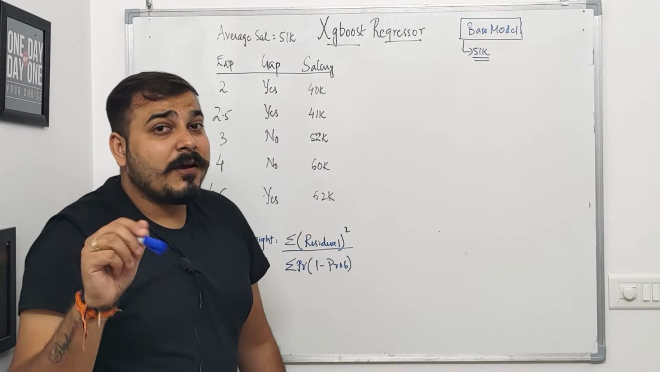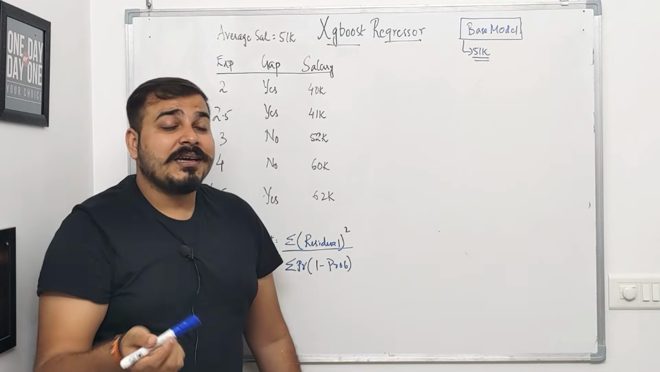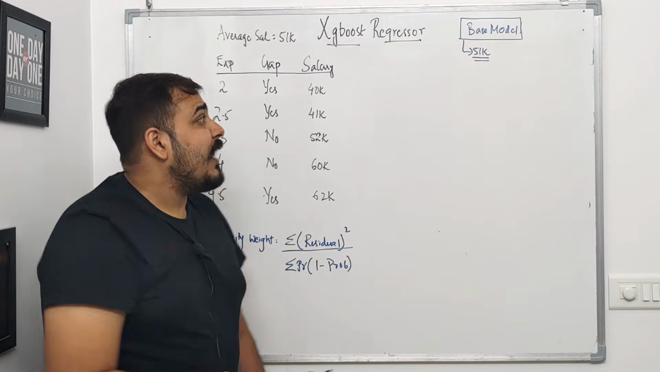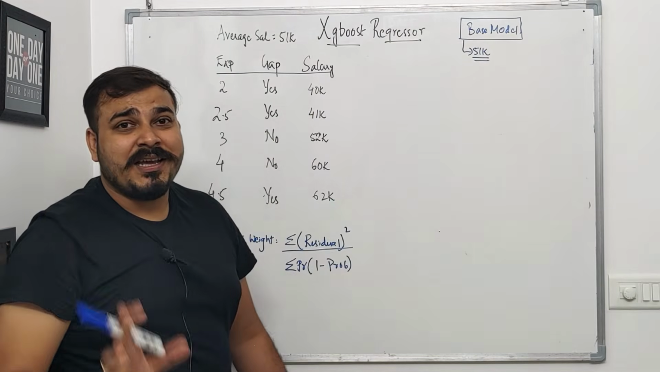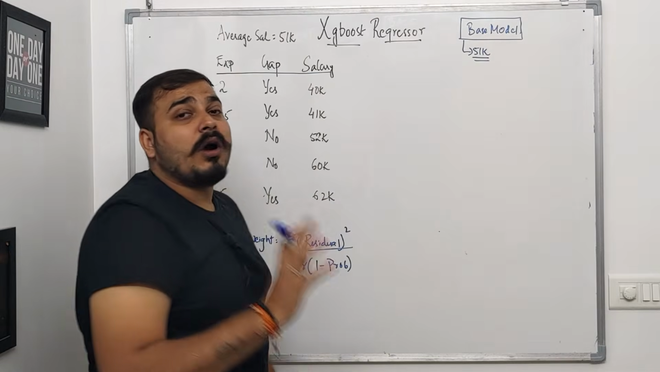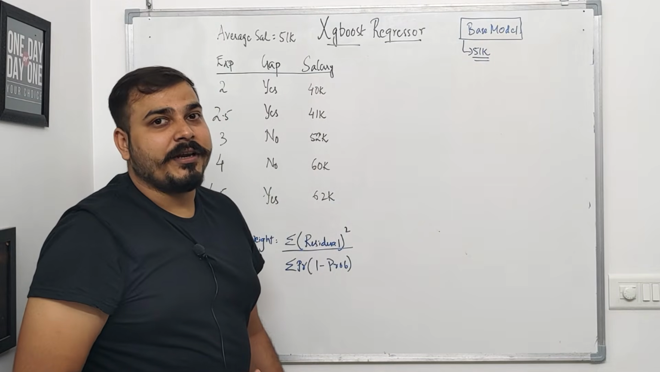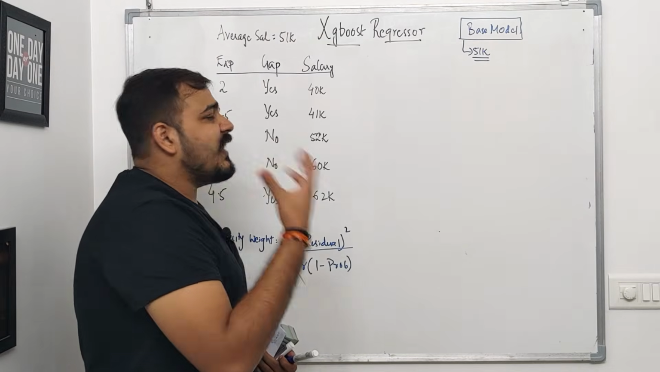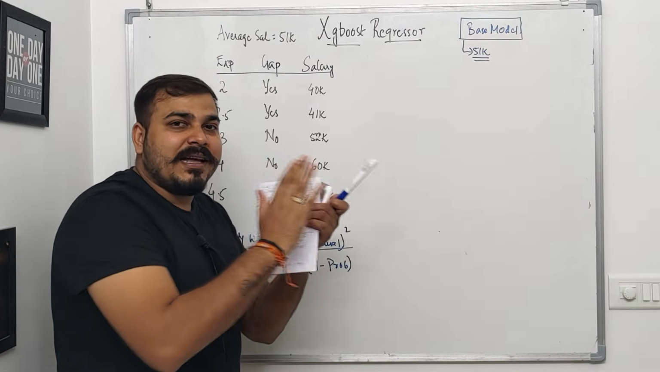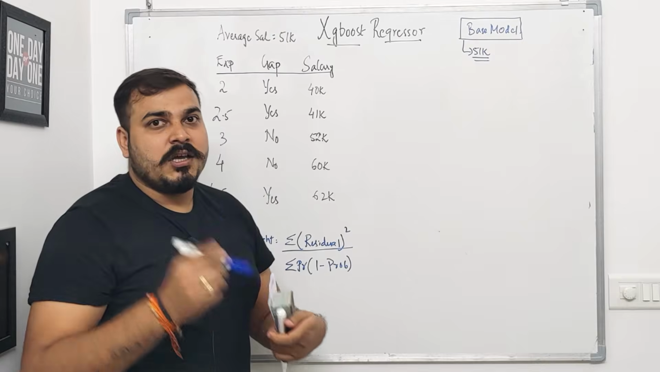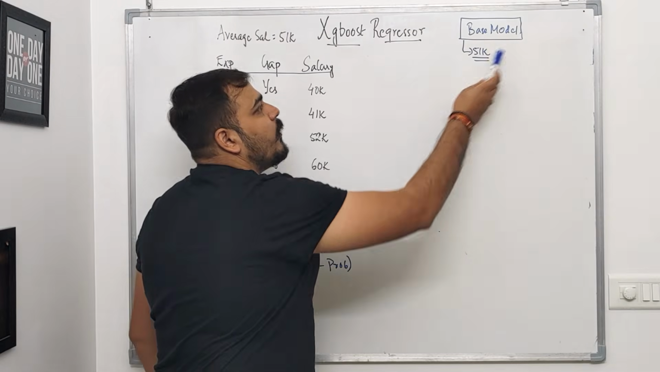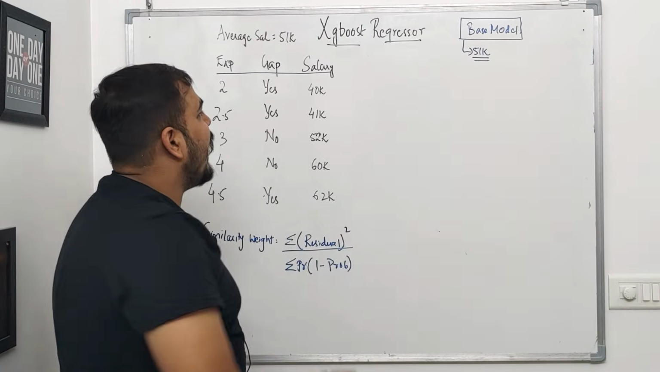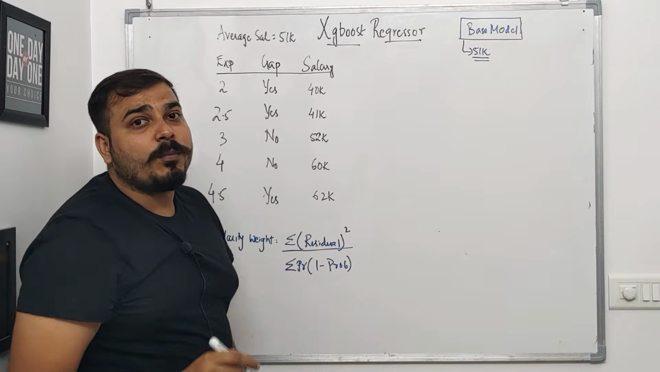Okay, if you have gone through my XGBoost classifier, there I have shown you how to construct a decision tree. Similarly, I'll try to show you how you can construct a decision tree in XGBoost Regressor. So let's begin. Now over here, always remember, in XGBoost what we do is that we create sequential decision trees. So first of all, we'll try to create a base model. This base model will actually give you the output.